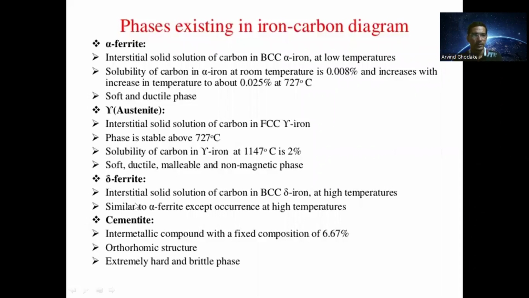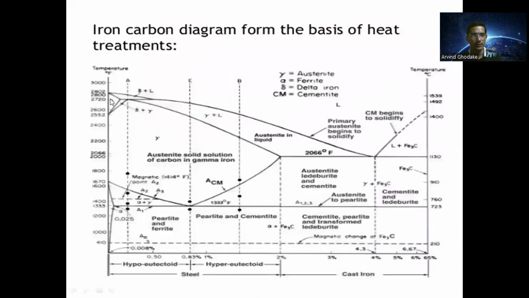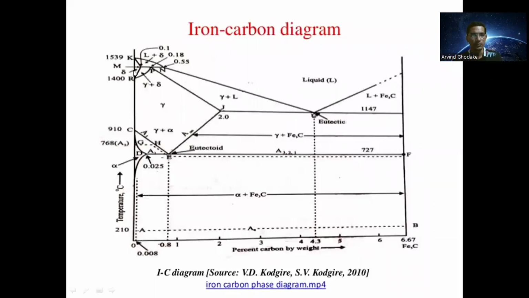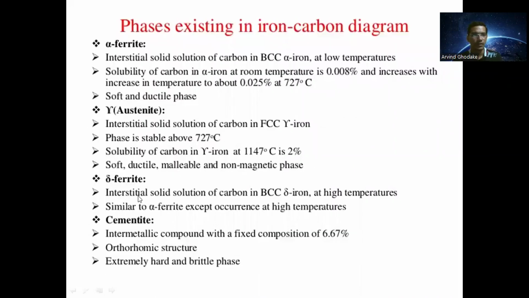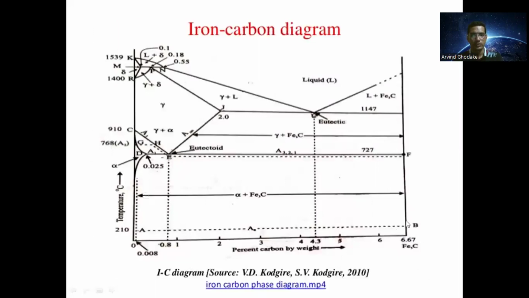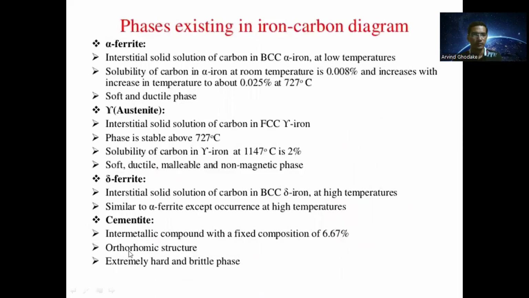Next is delta ferrite. It is an interstitial solid solution of carbon in BCC delta iron at high temperature. It is similar to alpha ferrite except that it occurs at high temperature. So this is the delta ferrite phase, or it is also called delta iron. Next is cementite. It is the interstitial compound with a fixed composition of 6.67% carbon. So at 6.67% the phase that exists is cementite. It has an orthorhombic structure and is extremely hard and brittle in nature.